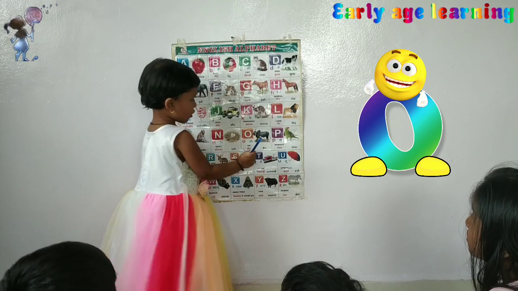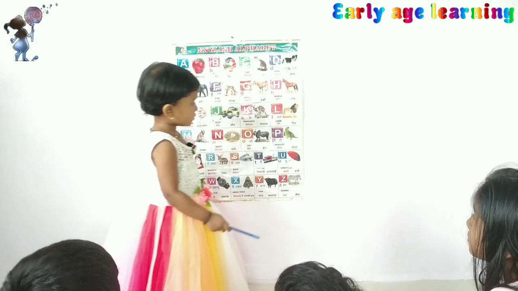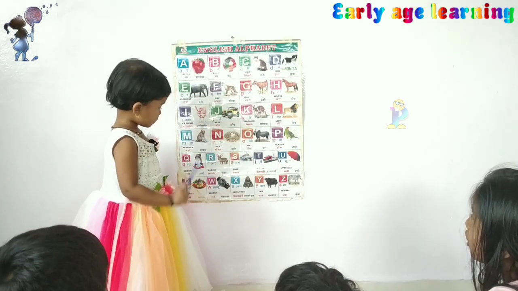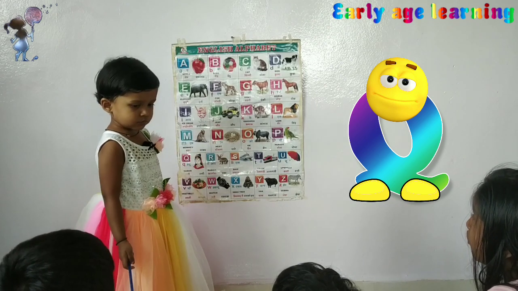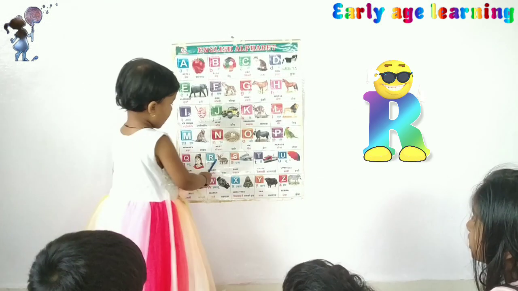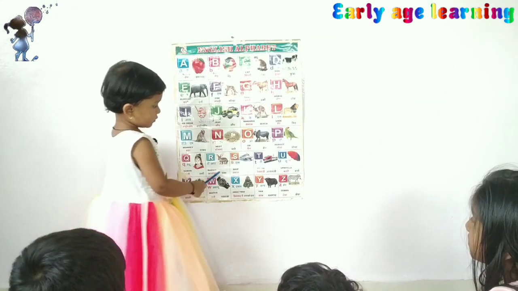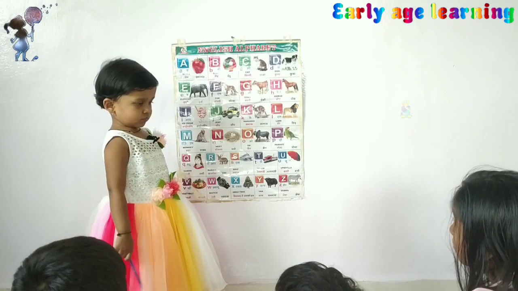O for ox. P for parrot. Q for queen. R for rabbit. S for sheep.